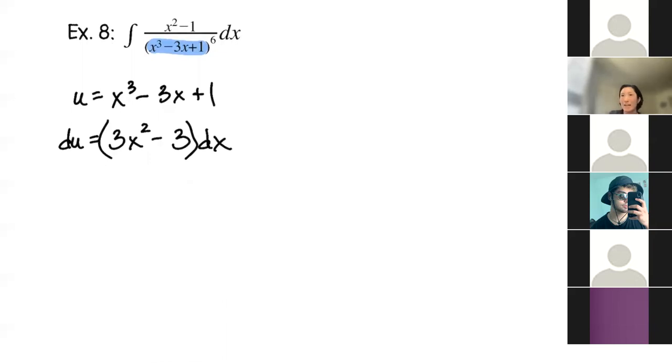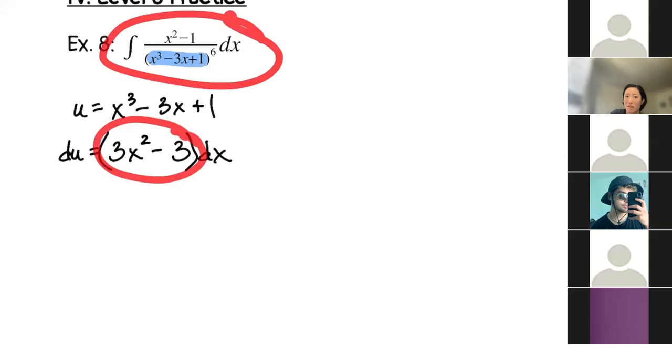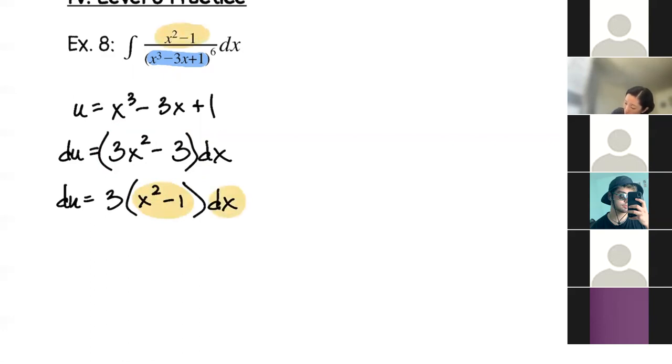Now how though can I match this? Because I don't see 3x squared minus 3 anywhere in the problem. So how is that even going to be helpful? Ah, okay. So what if we do this? du equals 3 parentheses x squared minus 1 dx. Well, this is actually much closer. I want x squared minus 1 dx because I have that here.